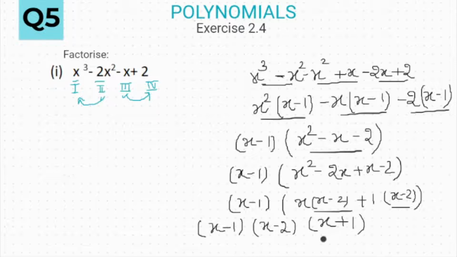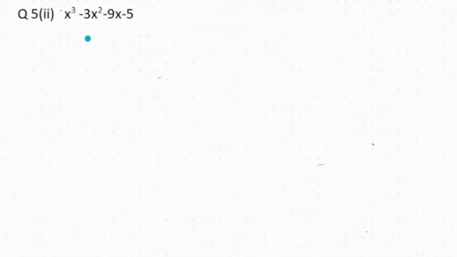So like this we can see that we have three factors of this polynomial, and these are in the form of a product. This is a cubic polynomial, which means the answer would have three factors. Yes, let's do the second part.